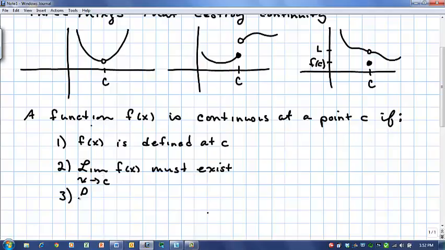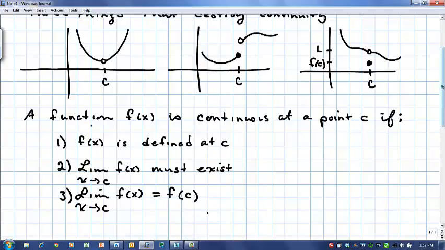So in other words, the limit as x approaches c of f of x needs to equal the value of the function. Okay? So if these three things are true, then we would have a function that is continuous. So we say that the function is continuous at the point c.